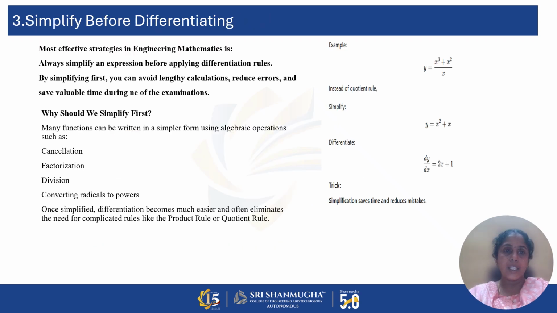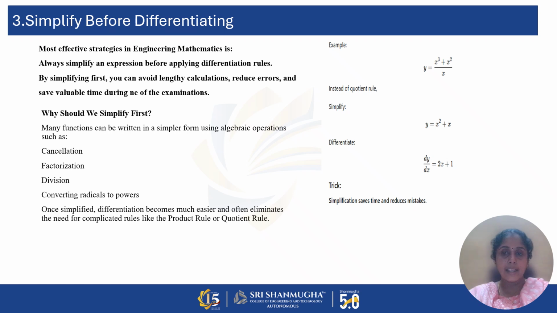Simplify before differentiating. One of the most effective strategies in engineering mathematics is to always simplify an expression before applying differentiation rules. By simplifying first, you can avoid lengthy calculations, reduce errors, and save valuable time during the examinations. Why should we simplify first? Many functions can be written in a simpler form using algebraic operations such as cancellation, factorization, division, converting radicals to powers. Once simplified, the differentiation becomes much easier and often eliminates the need for complicated rules like product rule or quotient rule and so on.